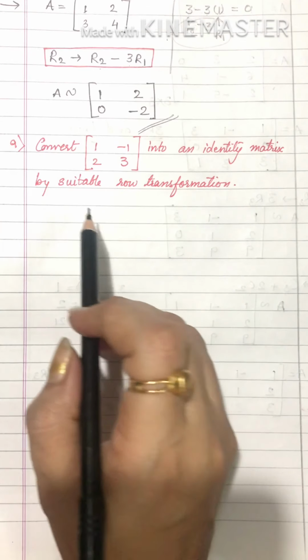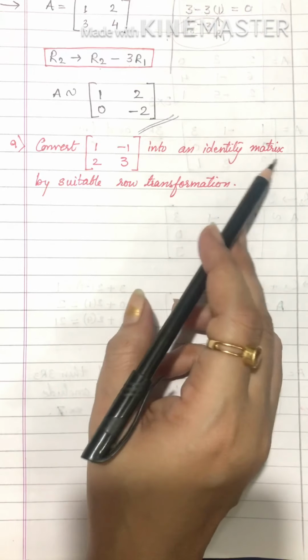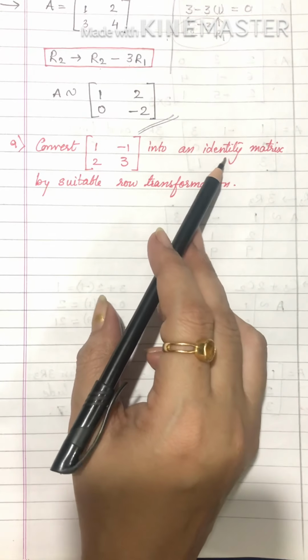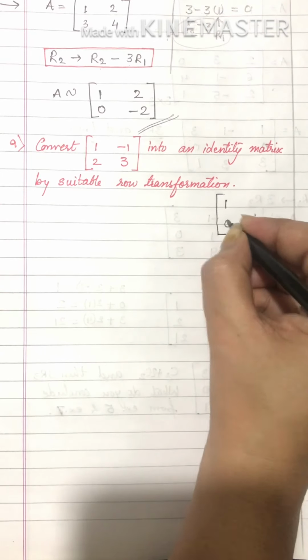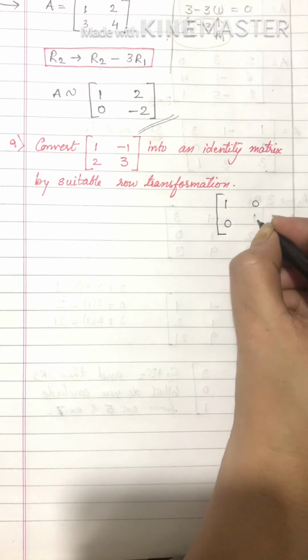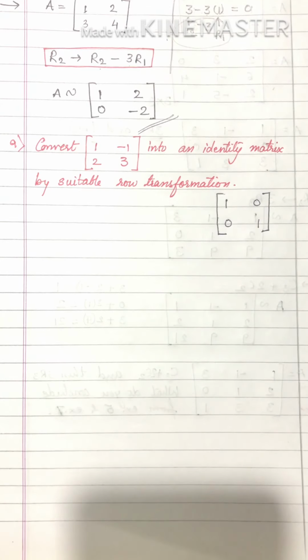Check out the new sum. Next one is: convert this given matrix into an identity matrix. I hope you know what an identity matrix is. I will write it here. Now, I'm not doubting your practice, but this is where I need to explain something.